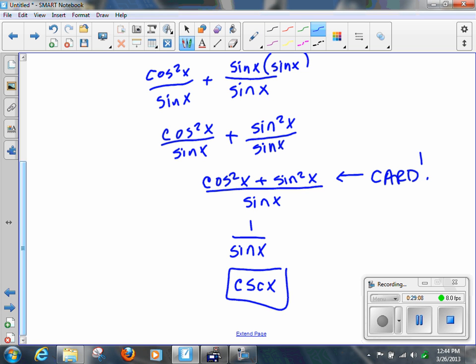Cosecant x. Cosecant x, because it's the reciprocal. What do you think about it? How many of you had cosecant x? Hands up. Now, let me tell you something. Hands down.